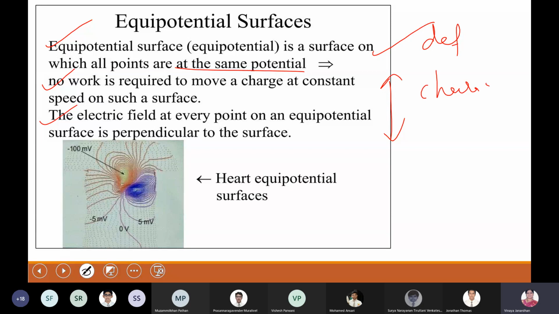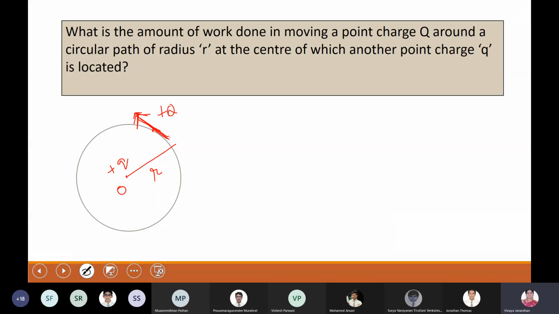So we summarized. Okay, now go for this. What is the amount of work done in moving a point charge Q, capital Q, around a circular path of radius r at the center of which another point charge Q is located, which means the electric field is created by a charge plus Q, right? So what is the amount of work done in moving a point charge Q around a circular path?